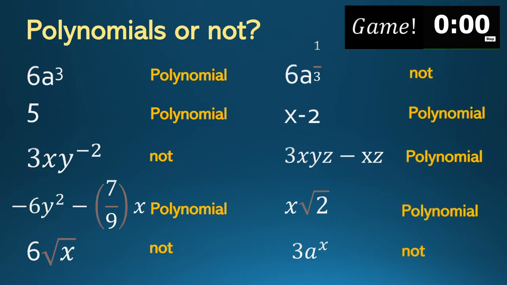So next, second batch of answers. Makikita natin yung 6a raised to 1/3 ay hindi polynomial because of the fractional exponent of the variable. 3a raised to x ay hindi rin polynomial dahil yun yung variable ay exponent. So, ma'am, ba't po polynomial yung x square root of 2 ay may radical sign po? Ang bawal lang kasi na mapunta sa loob ng radical sign ay yung variable. Kaya, polynomial pa rin yung x square root of 2.